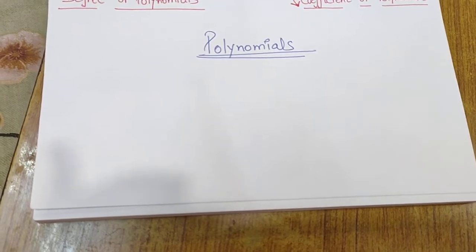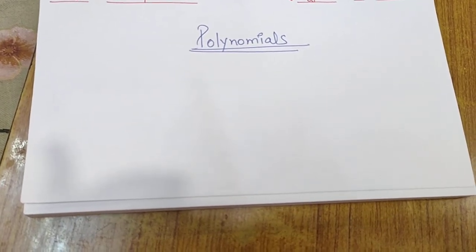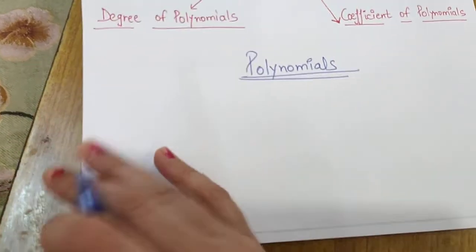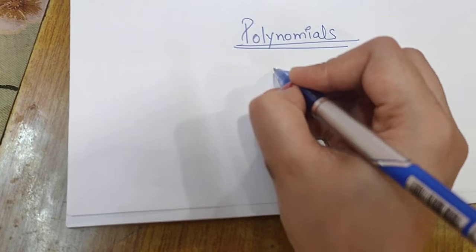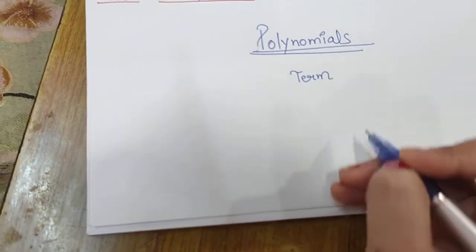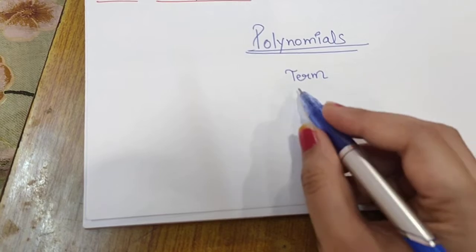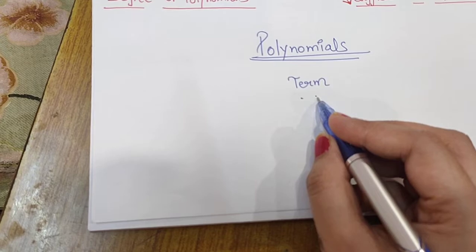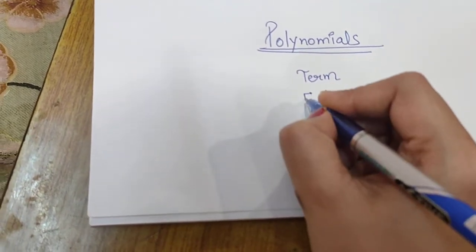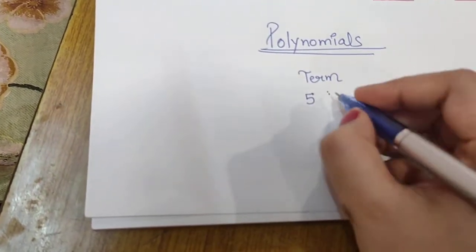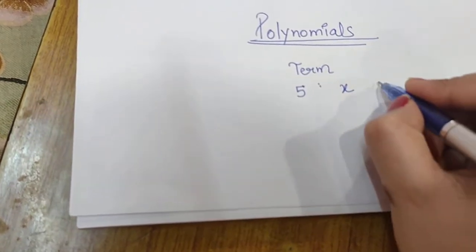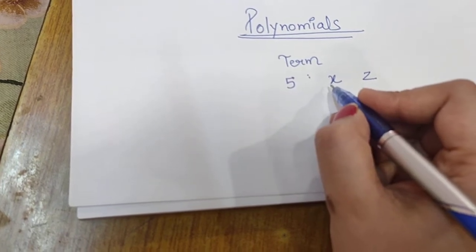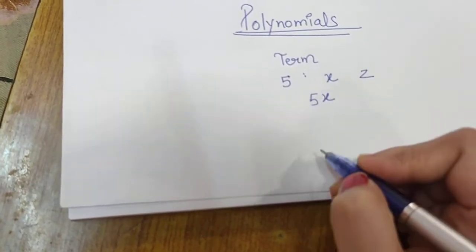algebra. I think you all have studied algebra, and in algebra you must know the main point: what is a term? A number and a variable. Constant and variable are called terms. If I am writing 5, this is also a term. If I am writing only x, this is also a term. If I am writing only z, this is also a term. If I am writing the combination of variable and constant, suppose 5x, this is also a term.